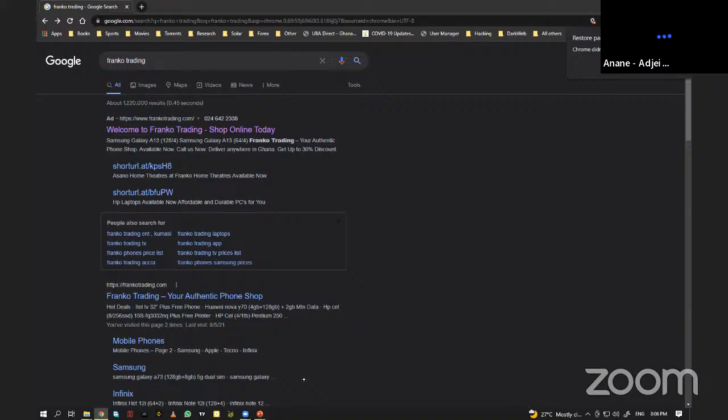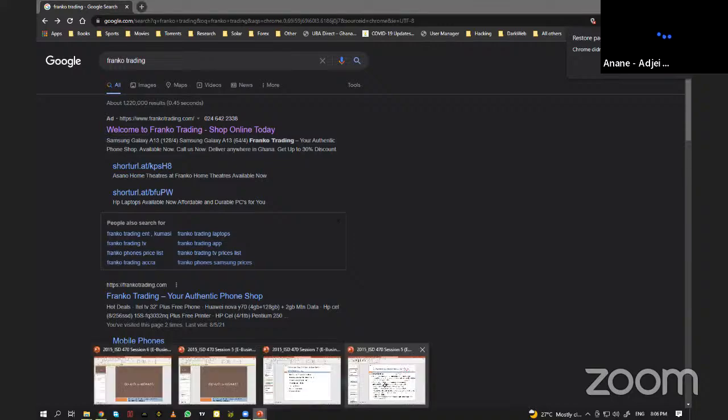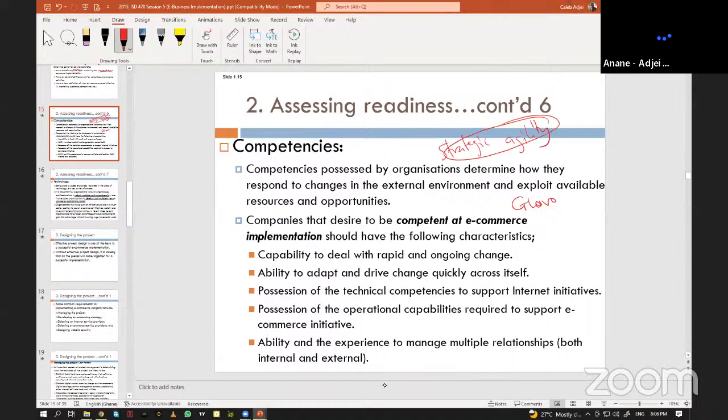So what we are referring to over here is that there should be an ability and experience to manage multiple relationships. So that is one of them that I just showed you.